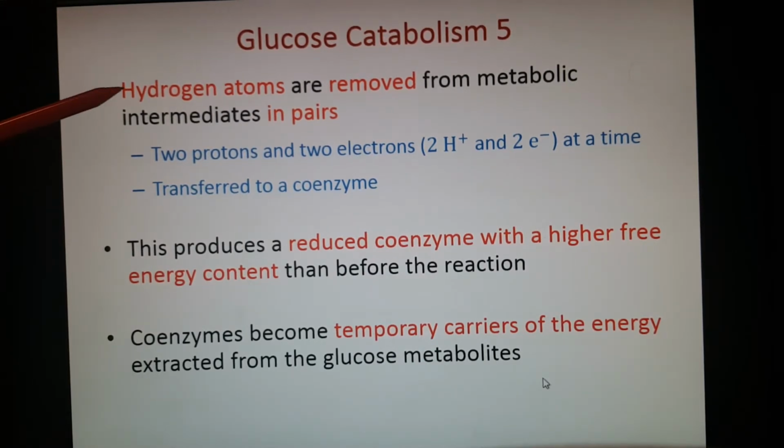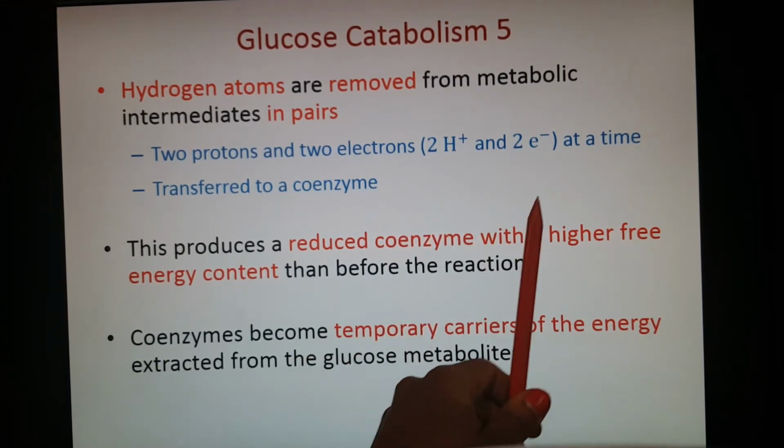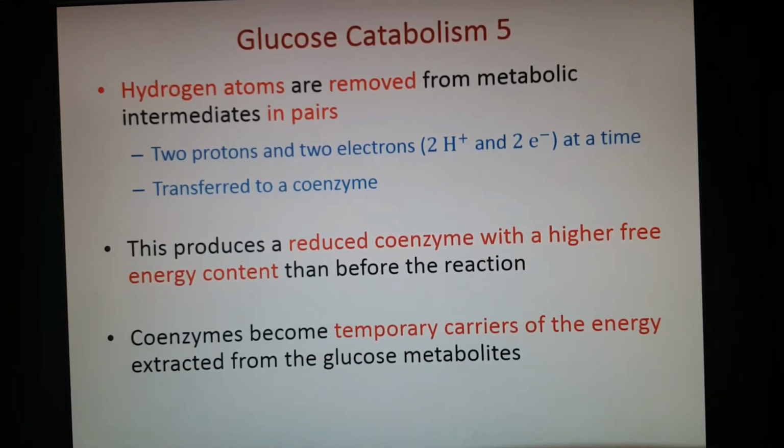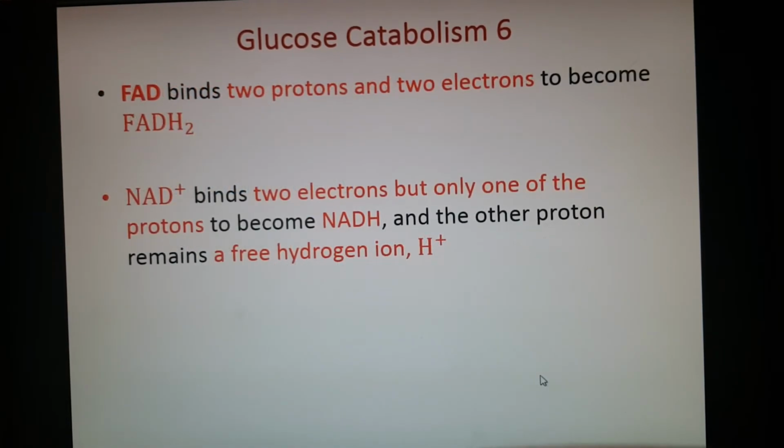So like I just said, hydrogen atoms are removed in pairs, so two protons and two electrons, and then they're transferred to the enzymes, which increases their free energy for that enzyme, and then they become the temporary carriers of the enzyme to their next step. So I just mentioned that earlier, binding to your electrons as well as the protons for FAD, and then binding to only one of the protons for NAD+.